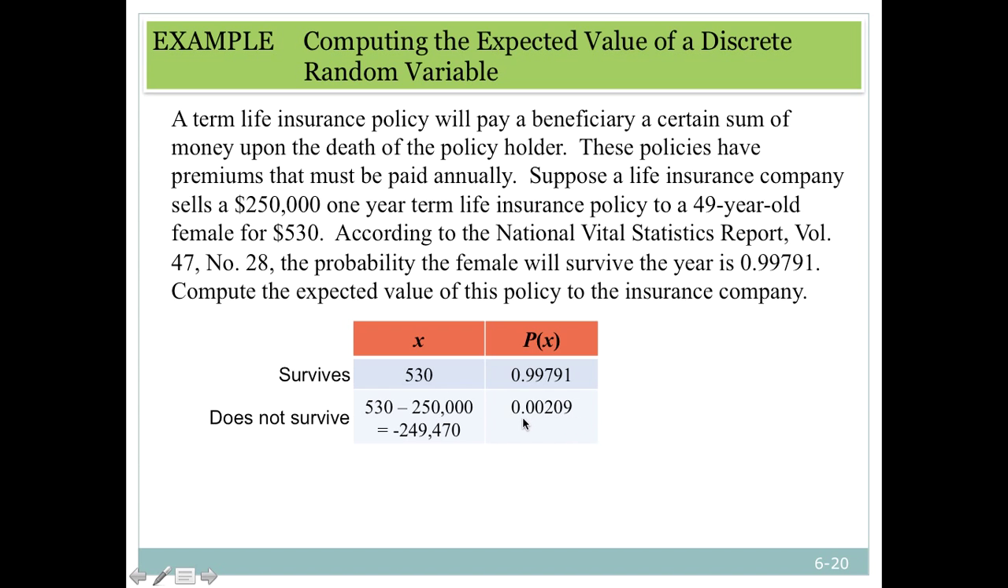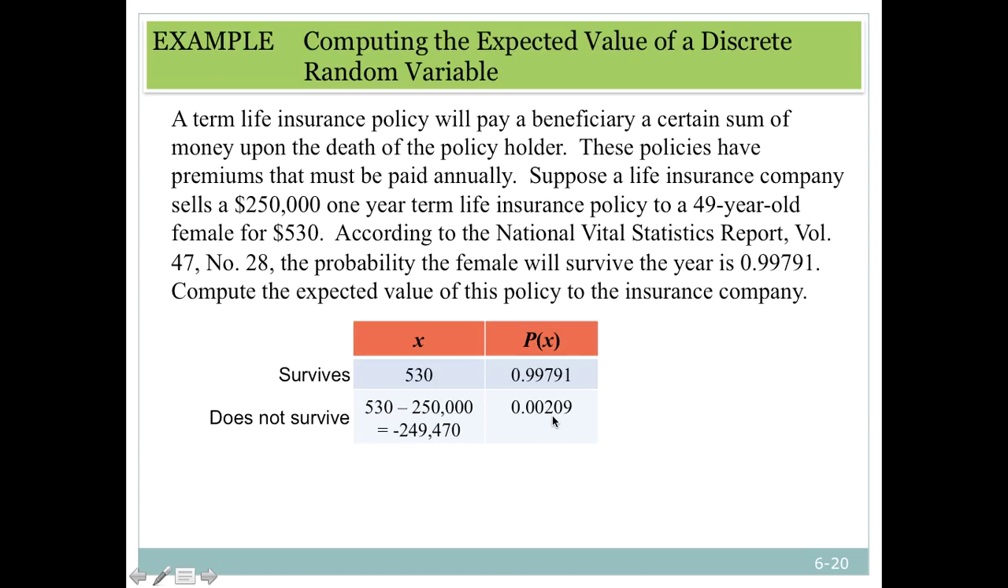Now, in order to get this probability here, this 0.00209, we know that the probability that the person survives is 0.99791. So in order to find the probability that the person does not survive, really that's just the complement. So all we have to do is take 1 minus this value right here, and we get 0.00209.